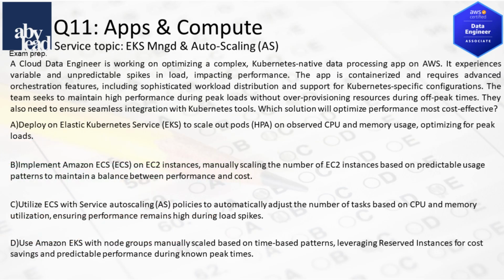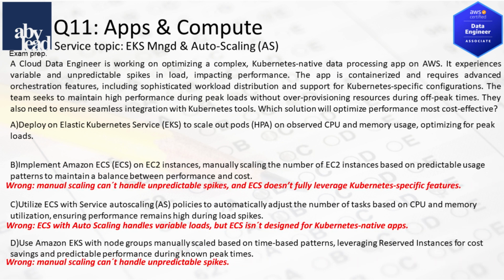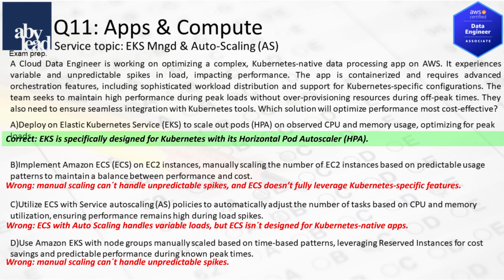Question 11. How do you most cost-effective optimize Kubernetes data processing app for variable load with spikes? ECS with auto-scaling isn't adequate for Kubernetes native apps and its features. Moreover, manual scaling can't handle unpredictable spikes. Better is to engage EKS specifically designed for Kubernetes with its horizontal pod autoscaler.